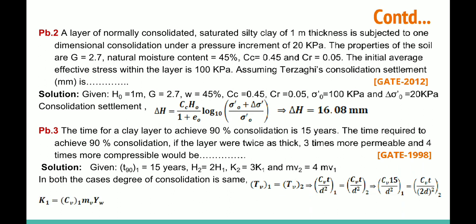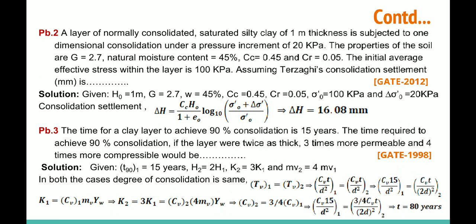Now we know that K1 is equal to Cv1 into mv and gamma w. I already mentioned this equation in the previous lecture. So we can put the value and simplify, and we get that the coefficient of consolidation for the second stage is 3 by 4 times the coefficient of consolidation for the first stage. We put this relation in the above equation, and then the d's cancel, the Cv cancels, so we can calculate t, and we get 80 years.